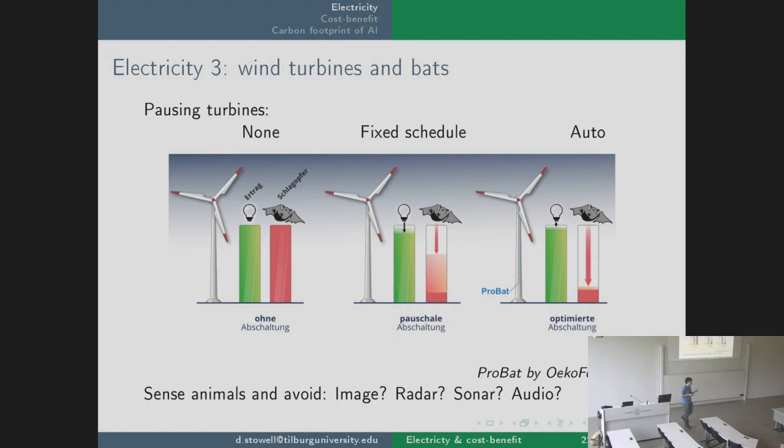Kind of an interesting question, I think, is how are you going to sense these animals? So let's imagine it's bats or birds. You're going to put a device on a wind turbine that's going to detect these animals. Will you use image, radar, sonar, or audio? Just think about how you might do it. I'm going to ask for a show of hands just to see which methods are preferred. So this is for daytime and nighttime, on top of a wind turbine, birds and bats pretty far away, but we want to detect them.